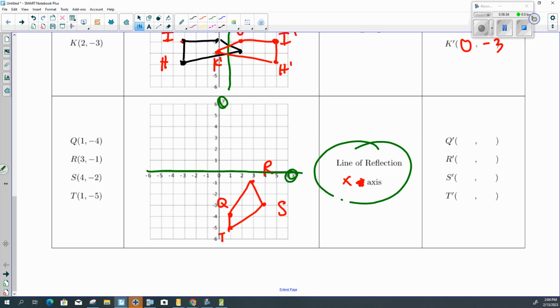So I'll start with R. R is 1 away from the line of reflection. I'm going to go 1 to the other side and label it R prime. S here is 1, 2, 3 from the line of reflection, so I'll do 1, 2, 3 in the other direction. So finish those last 2 points, just count or use reference points like, oh, it's 1 away from this other dot or something like that. Good.